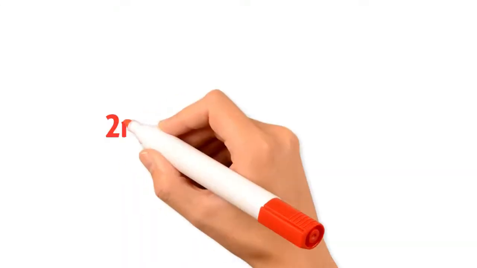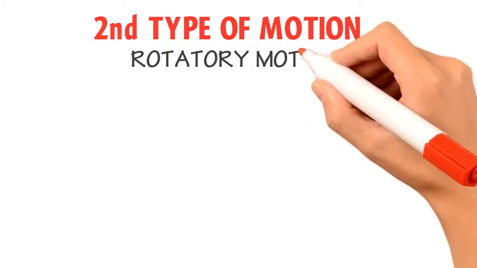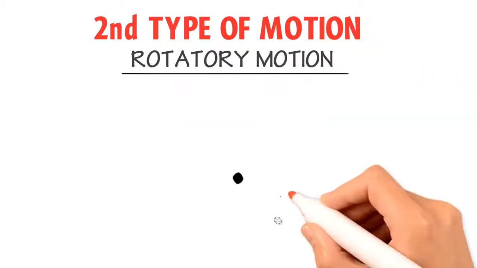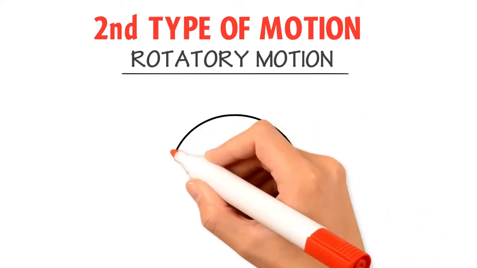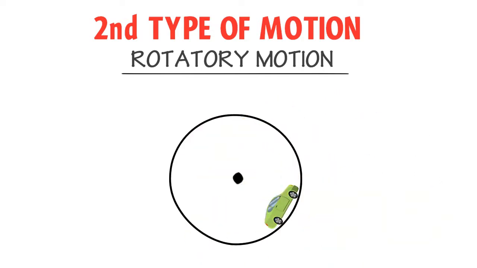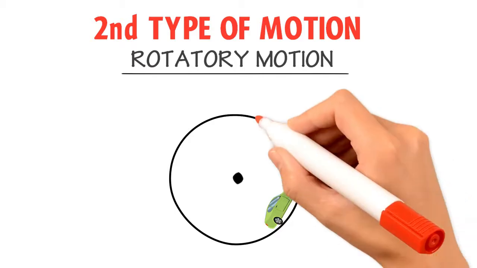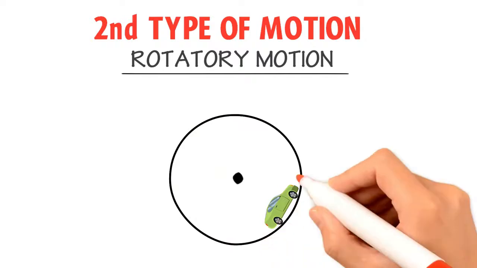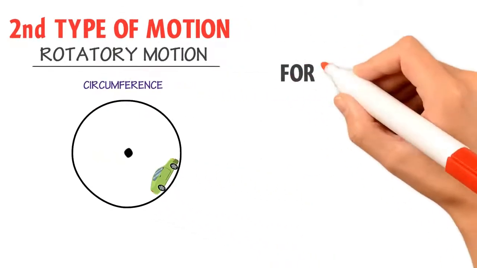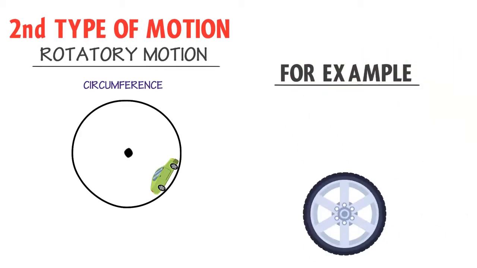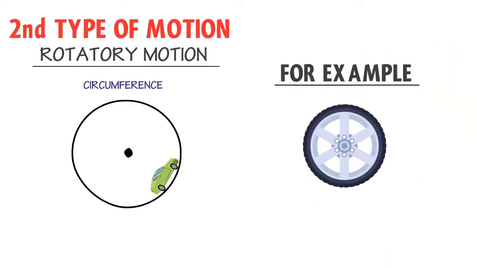Now let me teach you the second type of motion, which is rotatory motion. When each and every point or particle of the body moves around a fixed point or fixed axis, it is called rotatory motion. Simply remember that when a body moves on the boundary or circumference of a circle, it performs rotatory motion. For example, the motion of a wheel is rotatory motion.